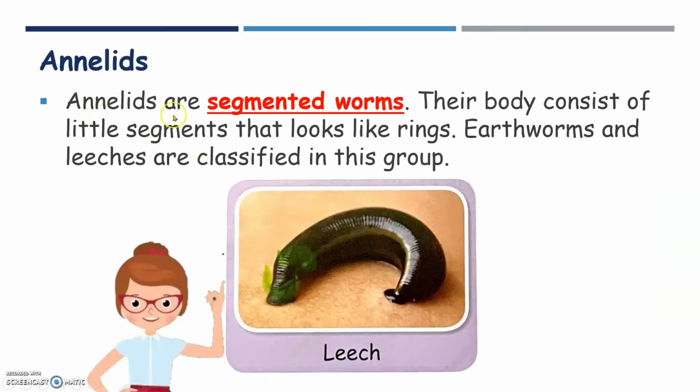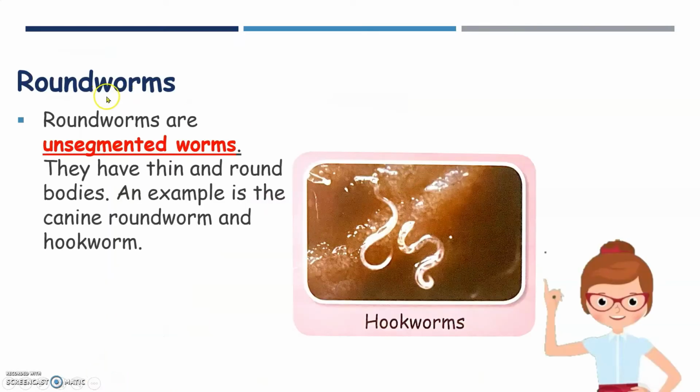Annelids. Annelids are segmented worms. Their body consists of little segments that look like rings. Earthworms and leeches are classified in this group. Roundworms are unsegmented worms. They have thin and round bodies. An example is the canine roundworm and hookworm.